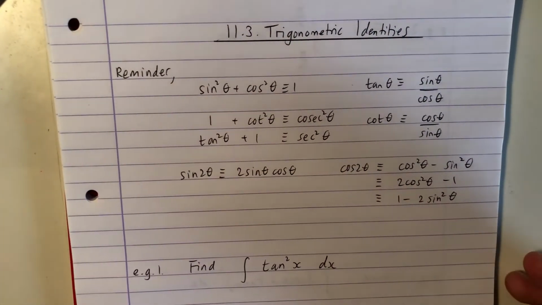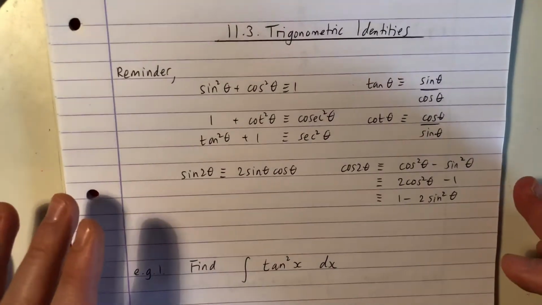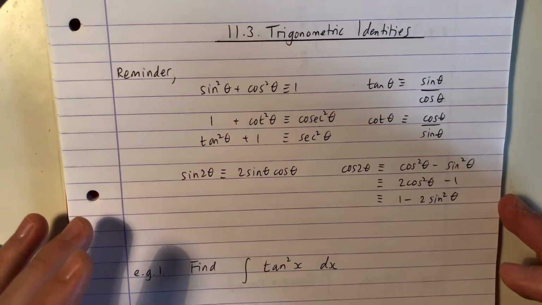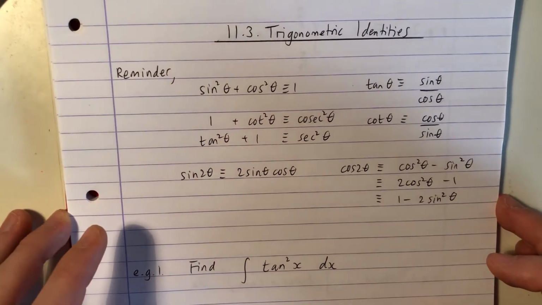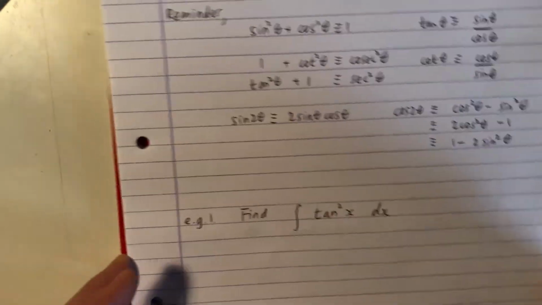Now there's more trig identities, but we're going to start with those, and I'm going to assume you know those when doing this exercise. Right, example number 1.